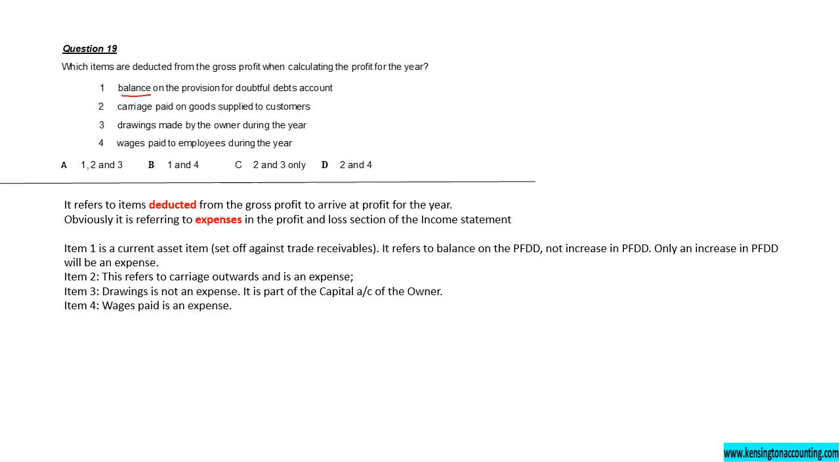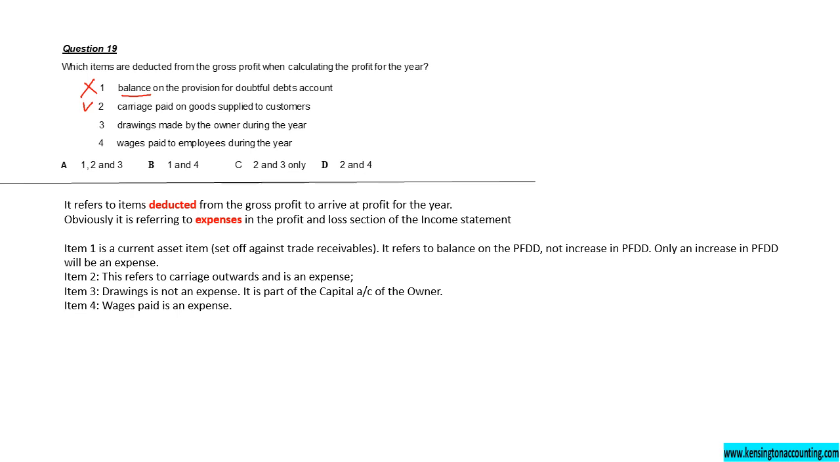The balance on the provision for doubtful debts is an item which goes in the balance sheet. It is part of the current assets, set off against trade receivables. Therefore, item 1 is not an expense. Item number 2, carriage paid on goods supplied to customers, we call it carriage on sales or carriage outwards. This is an expense. It goes as an expense in the income statement.